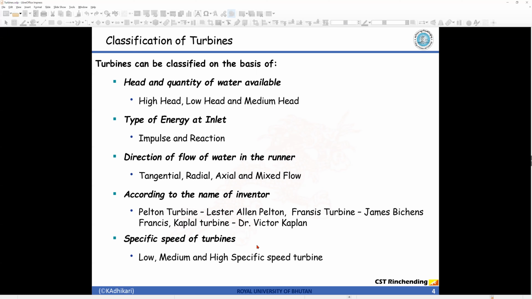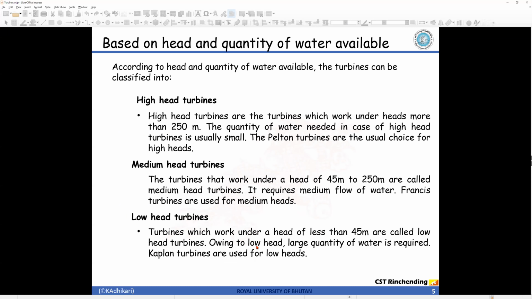Now, what is specific speed? We're going to study it in detail, and let's move forward. Now, based on the quantity and the head of water available. So, based on the head available, the turbines can be of low head, which operates with less than 45 meters of head, medium head, within 45 to 250 meters of head, and high head, which operates with more than 200 meters of head available at inlet.